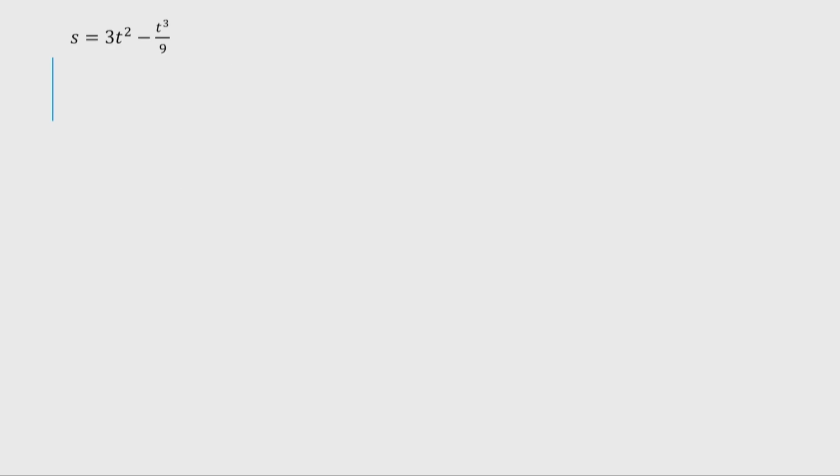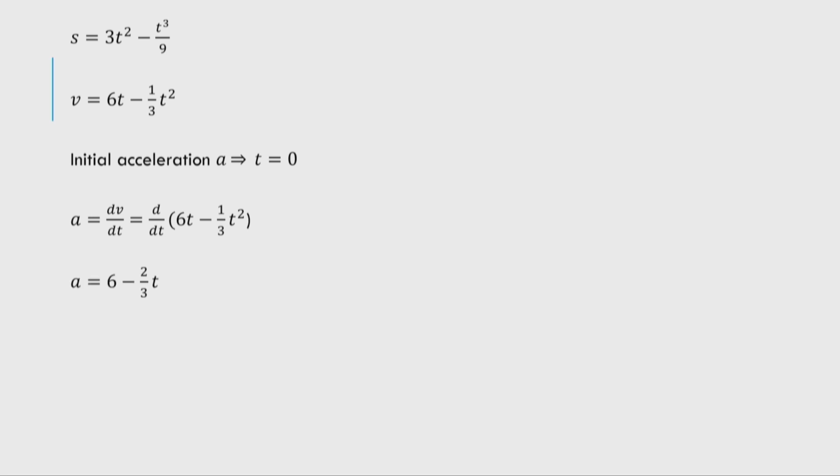s is equal to 3t squared minus t cubed over 9. v is equal to 6t minus 1/3 t squared. Initial acceleration a is when t is equal to 0. a is equal to dv by dt, which is equal to differentiation of 6t minus 1/3 t squared with respect to t. a is equal to 6 minus 2/3 t. Substituting the value of t is equal to 0 in this equation, we get a is equal to 6 minus 2/3 into 0. Evaluating this, we get a is equal to 6 meters per second squared.